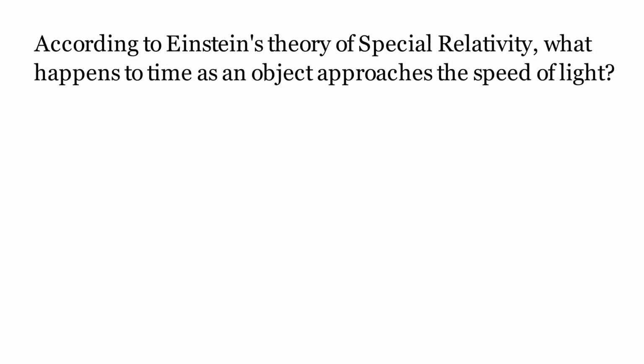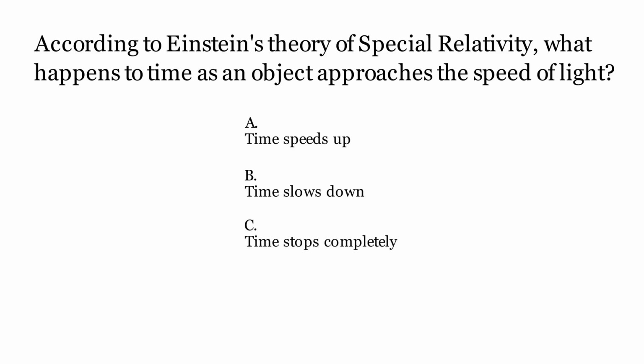According to Einstein's theory of special relativity, what happens to time as an object approaches the speed of light? Letter A. Time speeds up. Letter B. Time slows down. Letter C. Time stops completely. Letter D. Time remains constant.